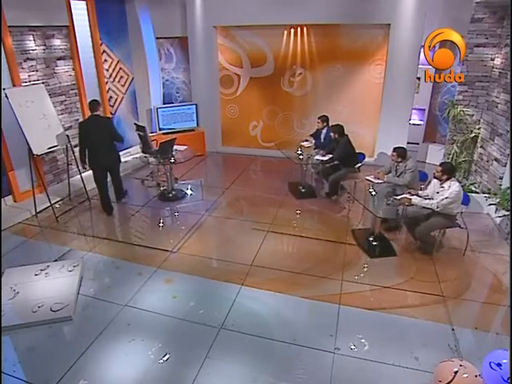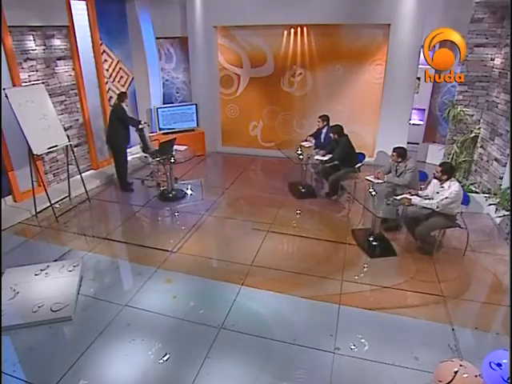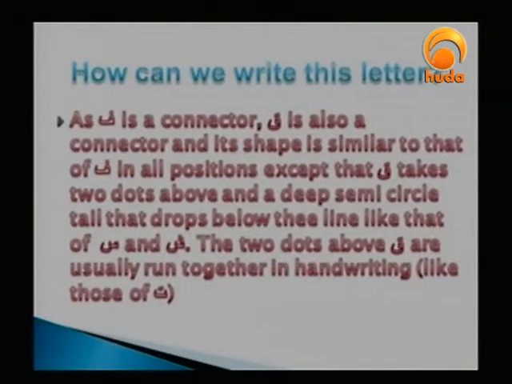It says, as fa is a connector, qaf is also a connector, and its shape is similar to that of fa in all positions, except that qaf takes two dots above and a deep semicircle tail that drops below the line, like that of sa and sha. The two dots above qaf are usually run together in handwriting.